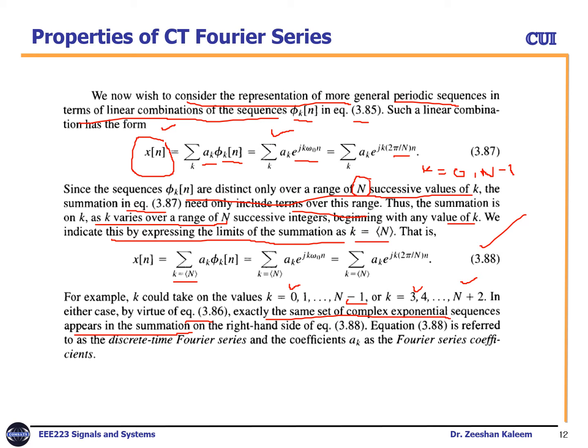Equation 3.88 is referred to as the discrete time Fourier series. So this is your discrete time Fourier series, and the coefficients a_k are the Fourier series coefficients.